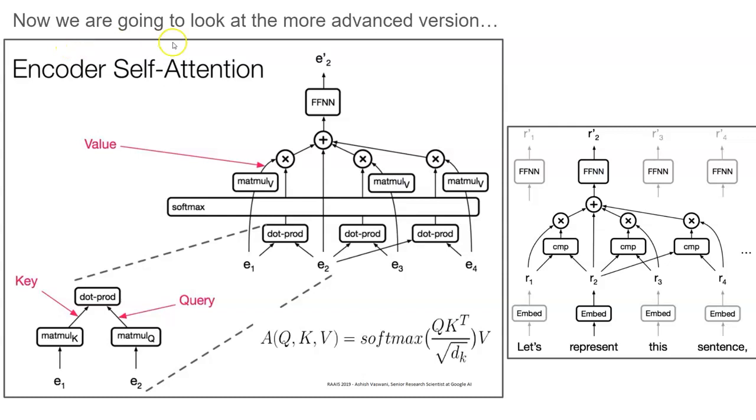Now we are going to look at the more advanced version. So this is the version we have just finished, and this is the more advanced. There is something extra here: the key and query. We used the names key and query, but in the previous version it was just a name. But what are they doing?